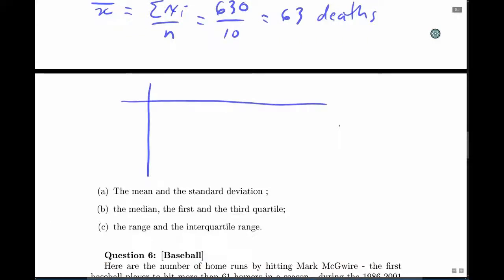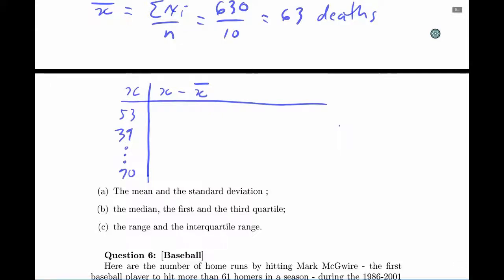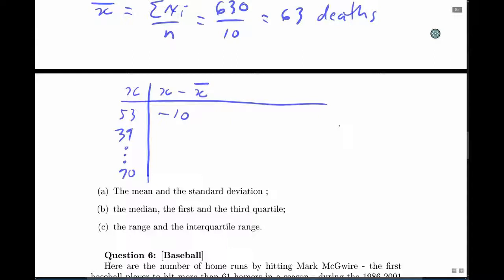Okay, and then I'll create a little table of my values. In your table you would have to put all 10 values, but in my description I'll just put a few. So I have 53, 39, and then you'd put all the values right up to the last value, which is 90. And then we'll compute each deviation from the mean. So how far does it deviate away from the center? 53 minus the mean of 63 is minus 10. 39 minus 63 is minus 24, and we continue in this way until we get to 90. So 90 minus 63 is 27.